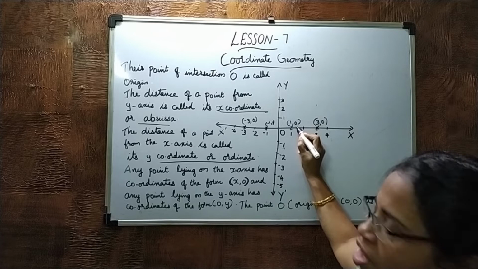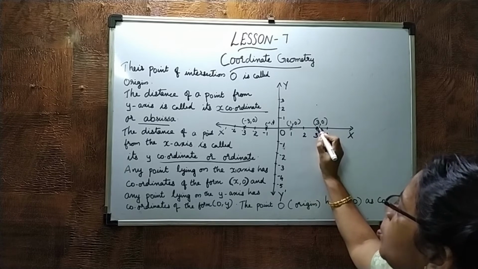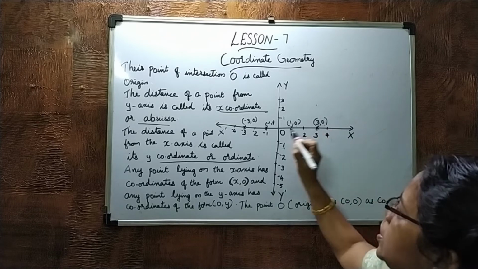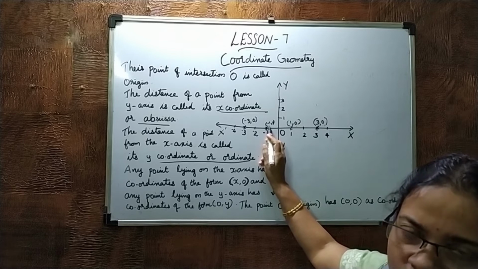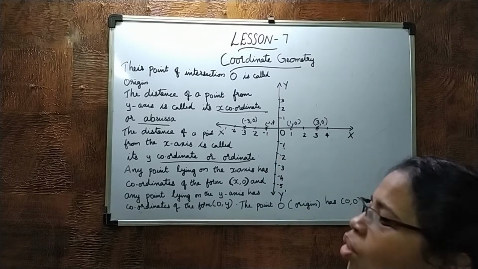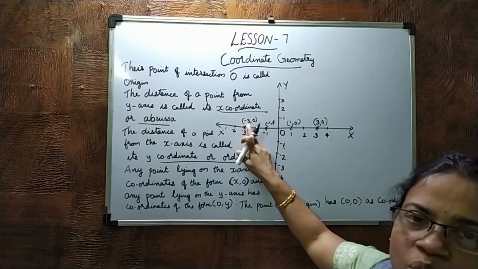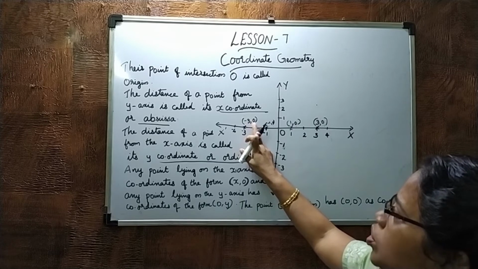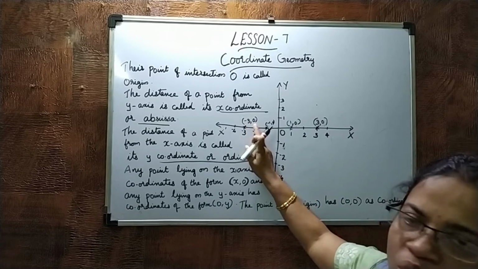The second one is the y coordinate. Here also we have the x coordinate and y coordinate, or abscissa and ordinate. Here, what is this one? Here negative 1 is the abscissa or x coordinate, and 0 is the y coordinate or ordinate. Here is negative 3, 0. Negative 3 is called the abscissa and 0 is called the ordinate, or x coordinate, y coordinate.